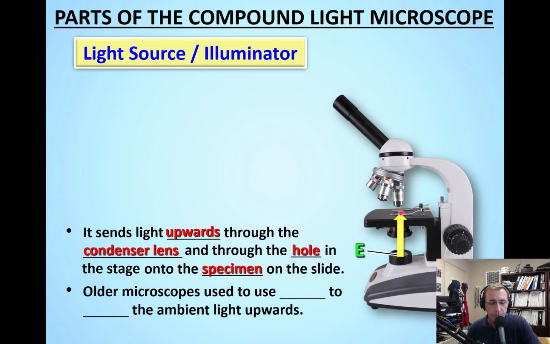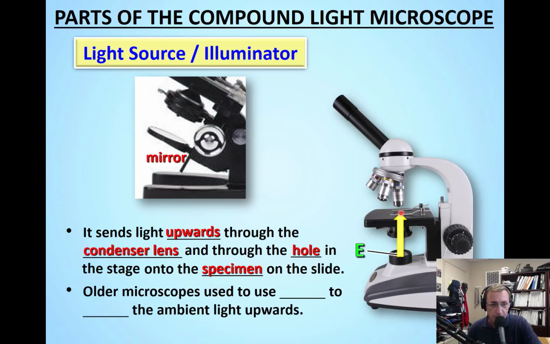Older microscopes used to use, yes, and I did use ones like this when I was in school, or at least see them. Okay, they used a mirror. That's right, folks. We didn't have little lights. We had mirrors to focus the light from the room through the hole, the aperture in the stage, so that's how we lit up our stuff. That was the only thing that they had at that time.